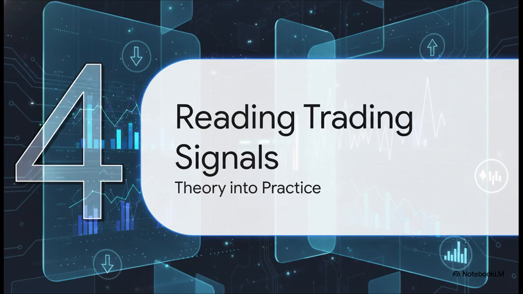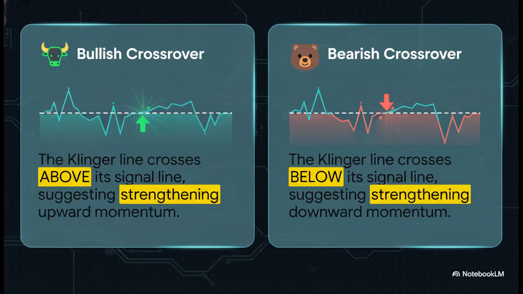Okay, so now we understand how the oscillator is built. Let's get into the practical side of things, how to actually use it. When you're analyzing the Klinger Oscillator, there are 3 main types of signals that you really want to keep an eye on. The most common signal you'll see is the crossover. When the main Klinger line crosses above its signal line, that's generally considered a bullish signal. It suggests that the short-term upward momentum is starting to build. And on the flip side, when the Klinger line crosses below the signal line, that's a bearish signal, suggesting that momentum is starting to fade.